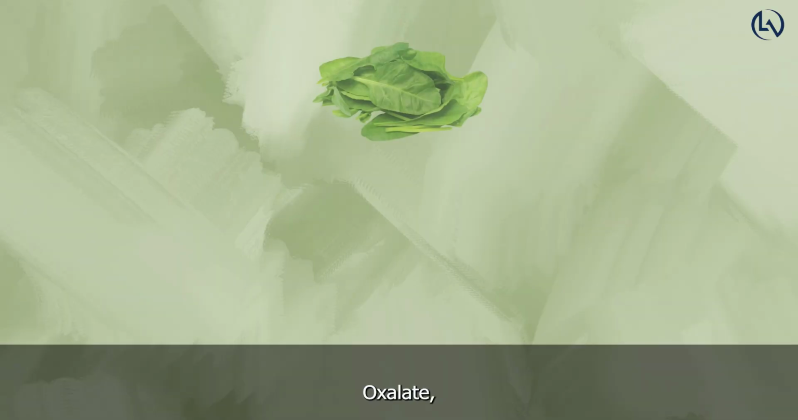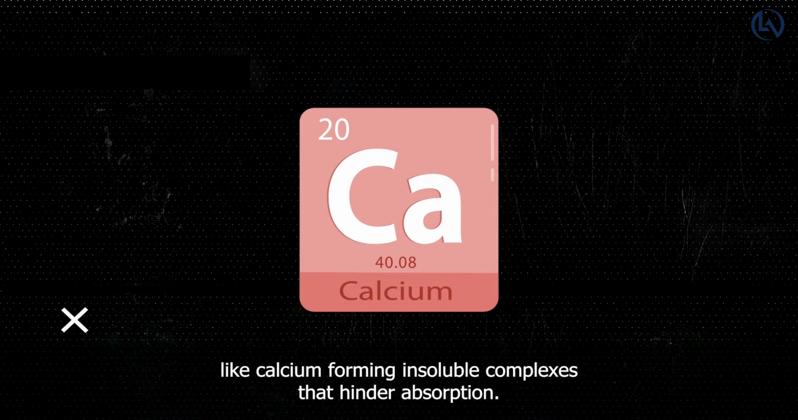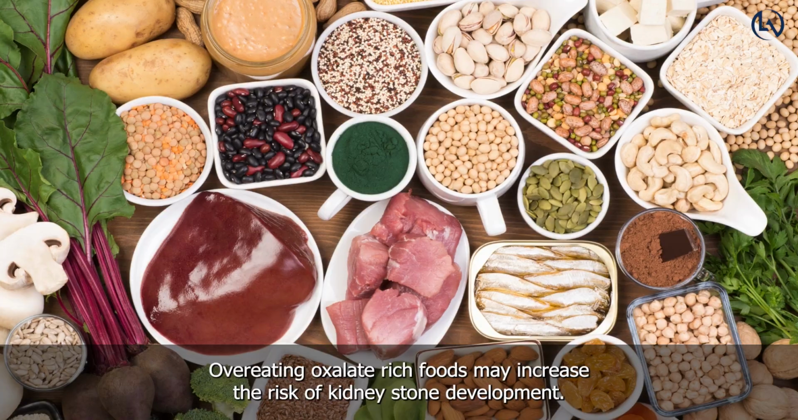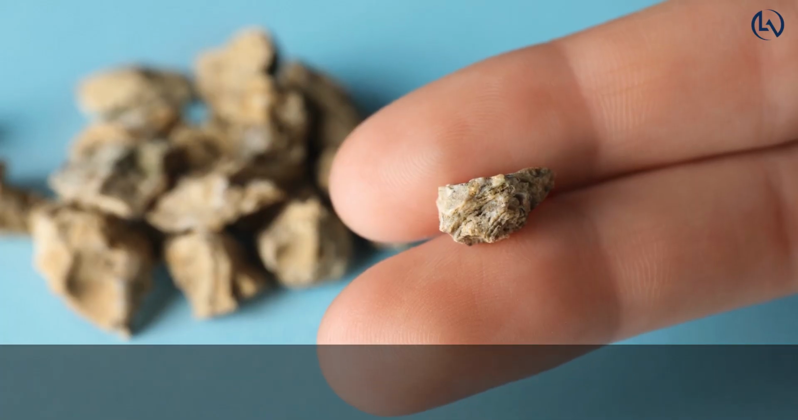Oxalates. Oxalates, found in spinach, rhubarb, and some nuts, can bind with minerals like calcium, forming insoluble complexes that hinder absorption. Overeating oxalate-rich foods may increase the risk of kidney stone development.